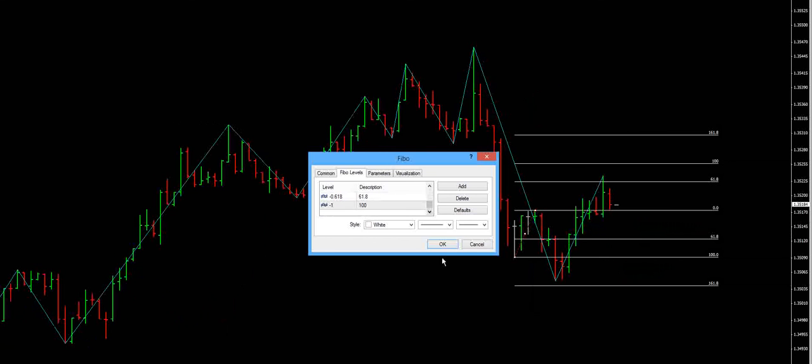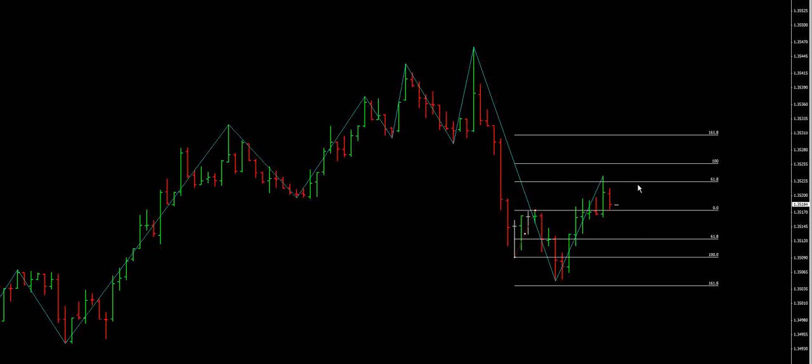Practice drawing them, have fun, see how price reacts to the levels. And next week we'll go into how price actually does work with these levels and what the 61.8 means and everything else.